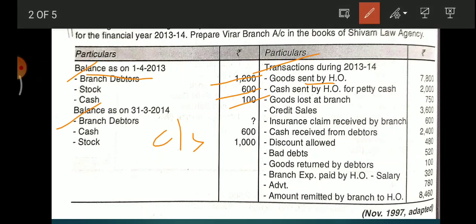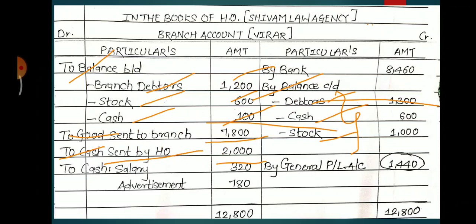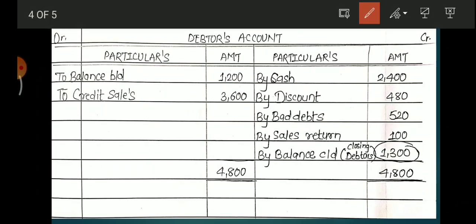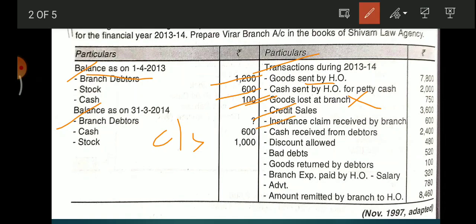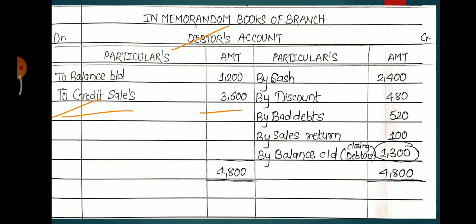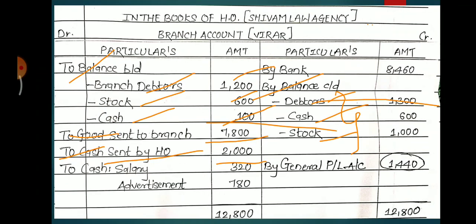And the next, credit sales. Goods lost at branch, no entry. Credit sales, here we have to mention on the debtors account debit. Whenever we are making the debtors account, we get some figures, and otherwise we have to find out the credit sales, so credit sales will always go on the debit side. Then we have another one, insurance claims received by branch, no entry. Cash receipts from debtors, debtors account credit, because of the cash receipts from the debtors.